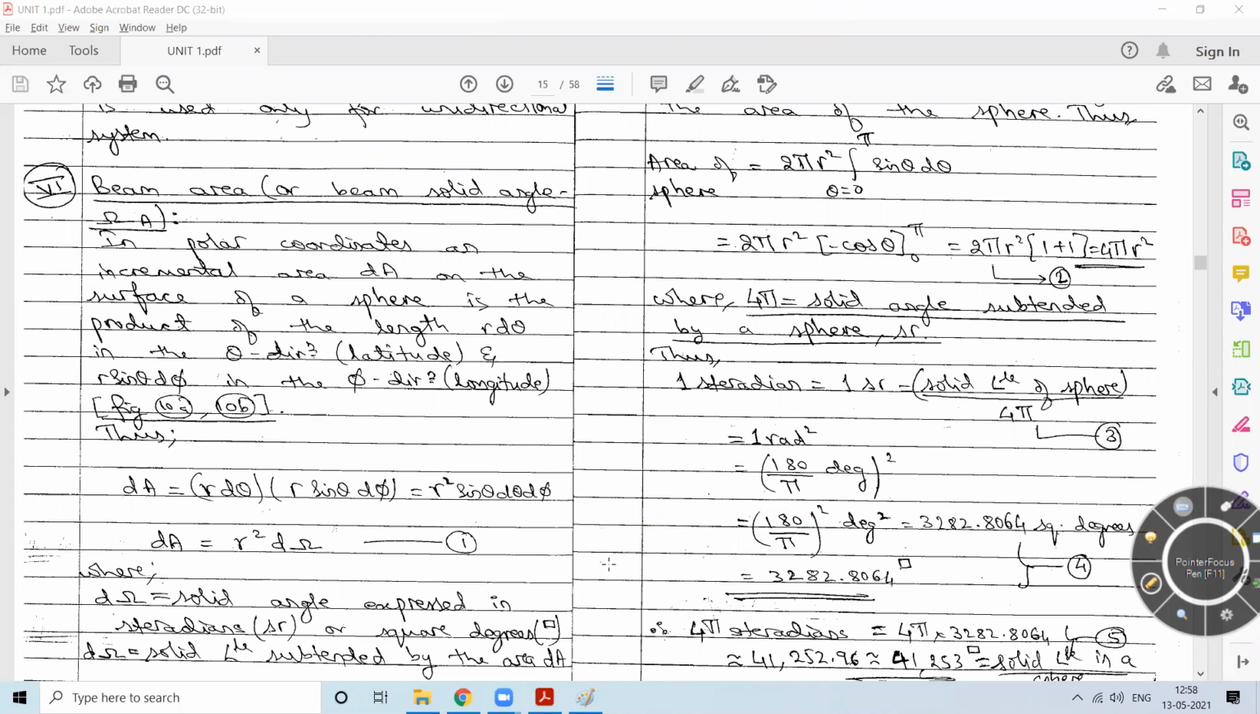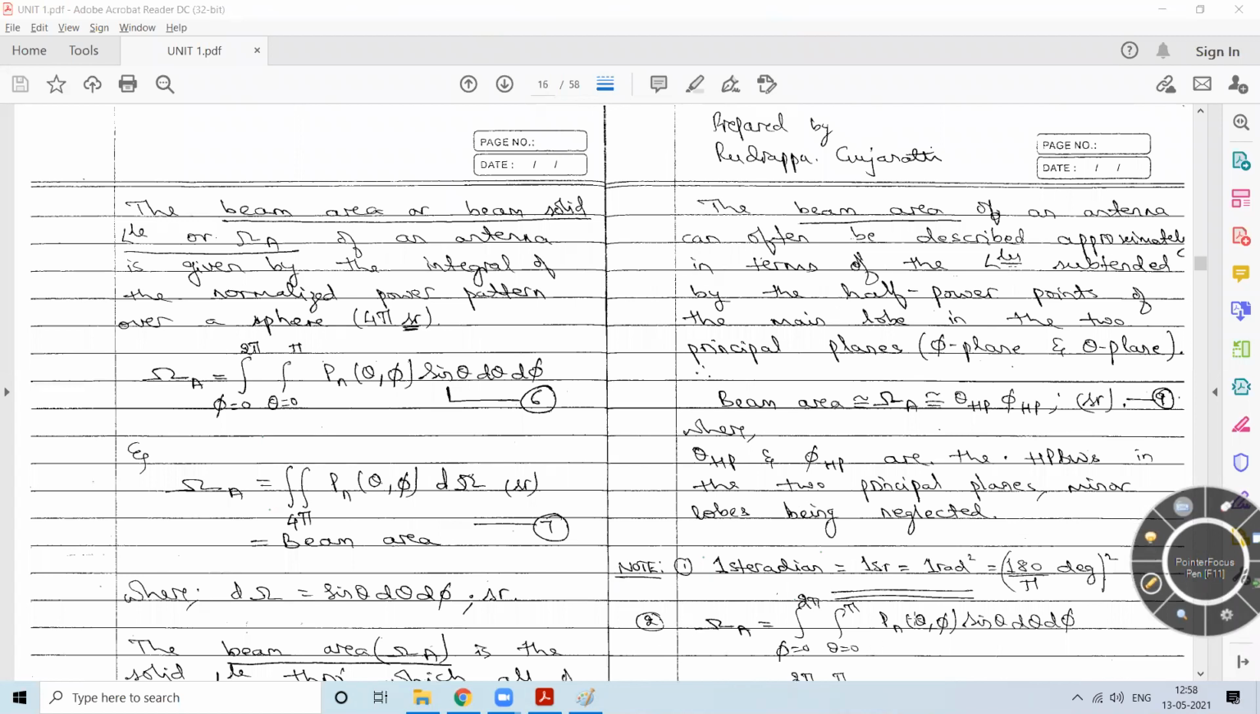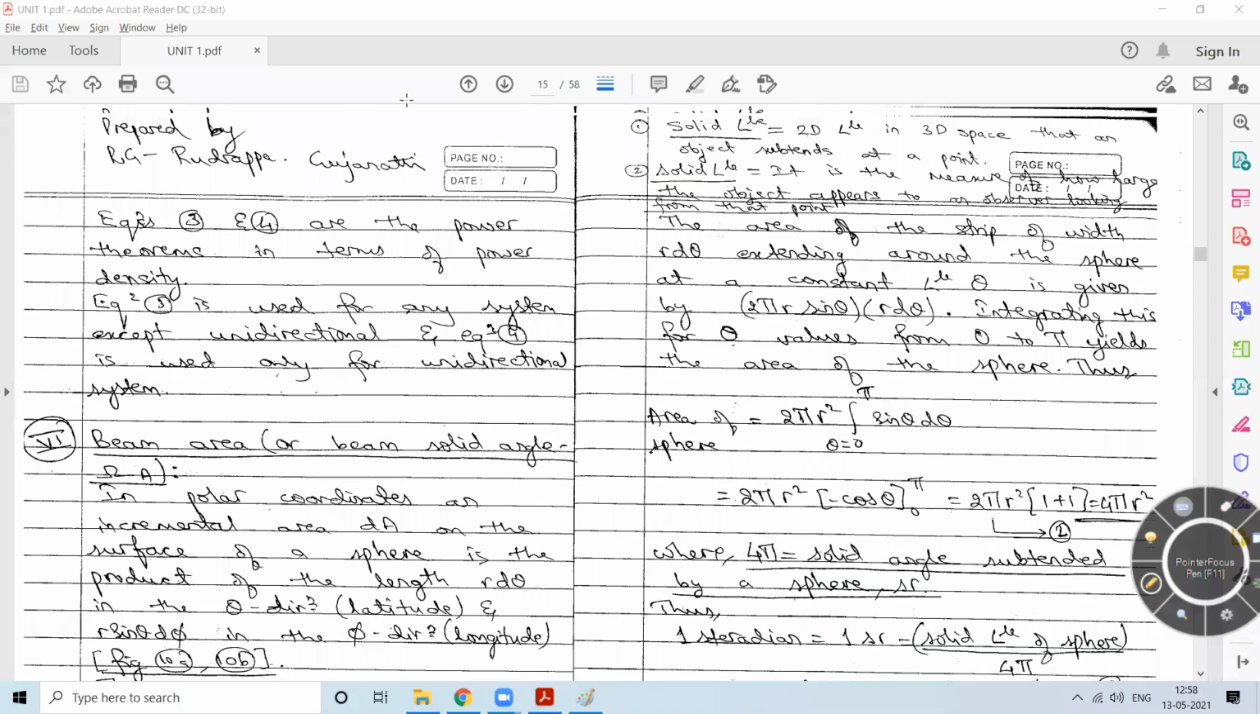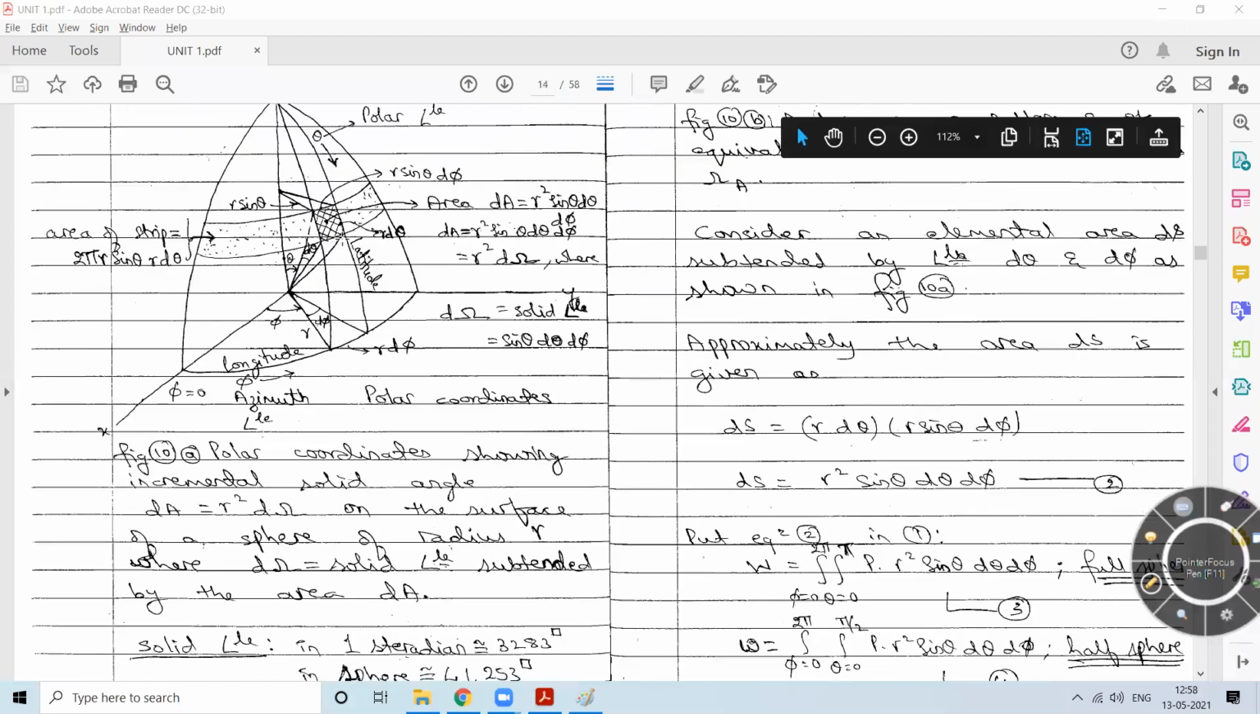So let us see how this actually comes out. Here d omega is specified as the solid angle which is subtended by the elemental surface area. That is, in the previous figure you are considering the small elemental area, this part. What is the solid angle subtended by this small elemental area? That is given by d omega. Now basically what solid angle tells us is how large the object is when we are viewing that object from that point.